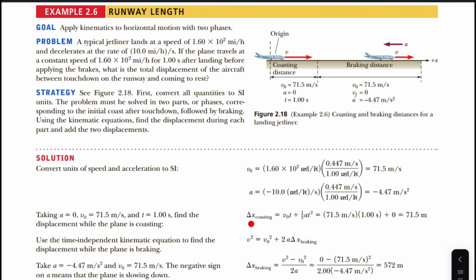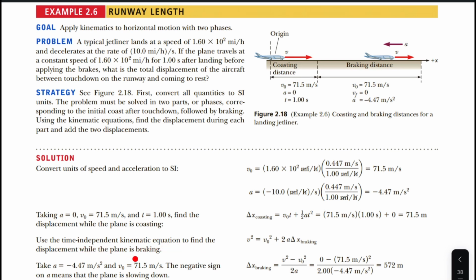Then by using the delta X equation, delta X equals V initial T plus half A T squared. Substitute V initial equal to this, and the T taken is 1 second. And the A is equal to 0. This is before the brakes are applied, therefore there is no deceleration yet. So you will have the delta X of coasting before the brake is applied, 71.5 meters.